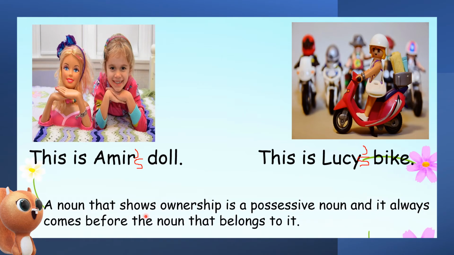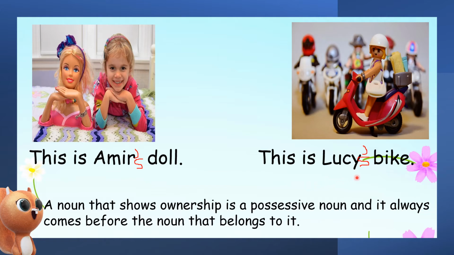A noun that shows ownership is a possessive noun, and it always comes before the noun that belongs to it. Over here, Amy is a possessive noun. It shows ownership, and it came before the noun that belongs to it, which is the doll. The doll belongs to Amy. So a noun that shows ownership always comes before the noun that belongs to it.